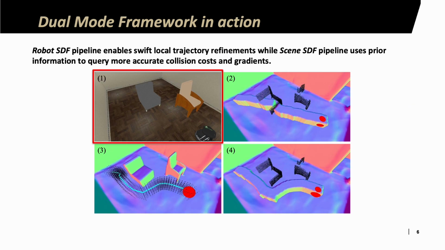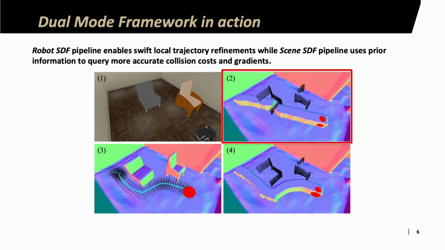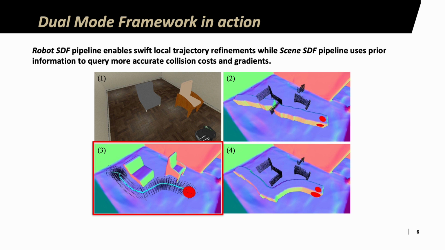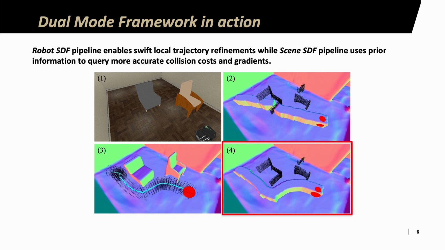Here's a scenario demonstrating the two pipelines working hand in hand, where the robot SDF pipeline gets stuck in a local minima and then calls the scene SDF pipeline to infer scene information to generate a better trajectory. The scene SDF pipeline then hands over the operation back to the robot SDF pipeline to continue.